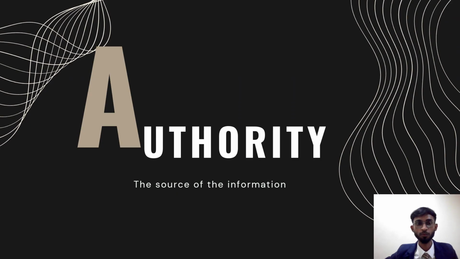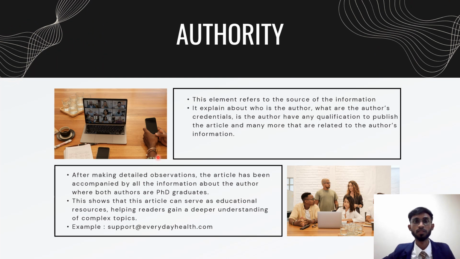The third element would be A, which stands for authority, so the source of the information. This element refers to the source of information. It basically explains who the author is, what the author's credentials are, and whether the author has any qualification to publish the article, and many more that are related to the author's information.